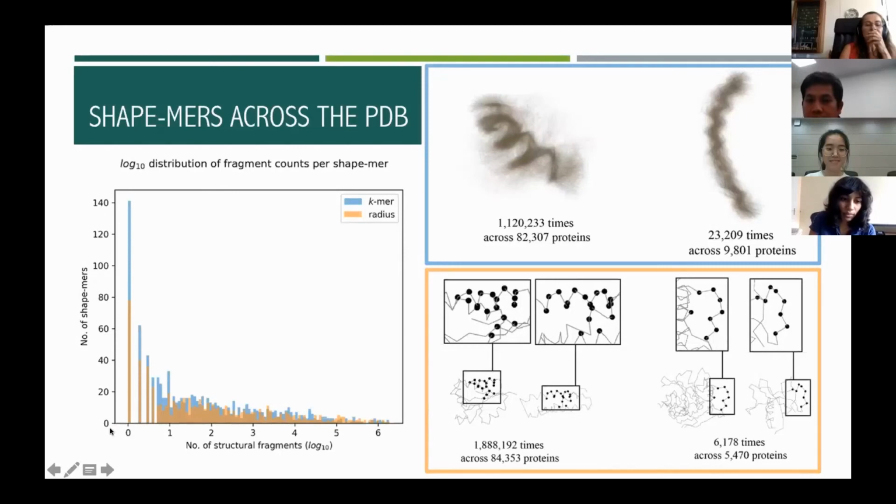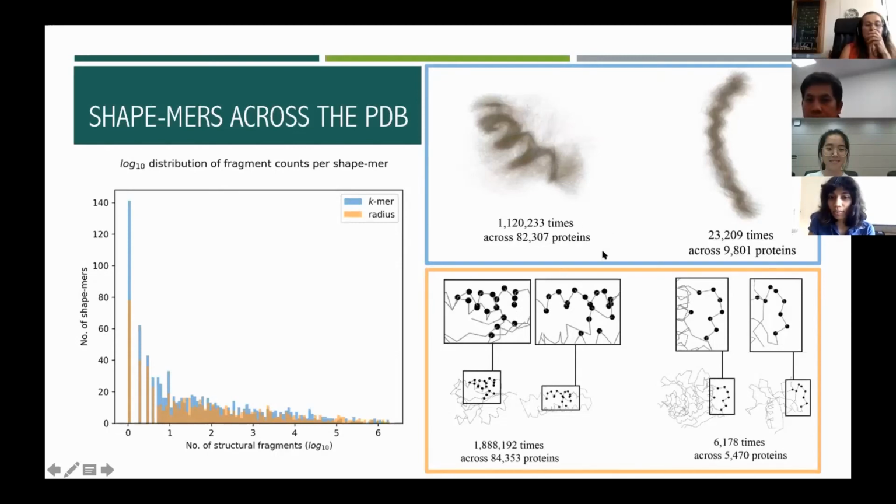So you have some shapemers which have just 1 fragment. So these are really unique topologies. And then you have some which have over 1 million, because this is on the log scale. To zoom in a bit on some examples, what we've done on the top here is just choose 1,000 random fragments and superpose them so that you can see that they actually do represent the same shape.